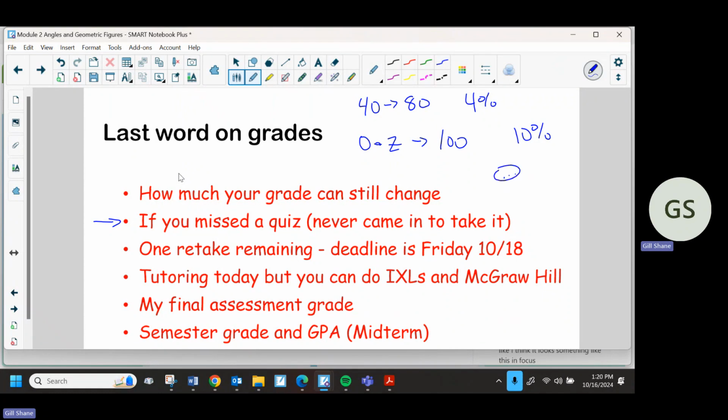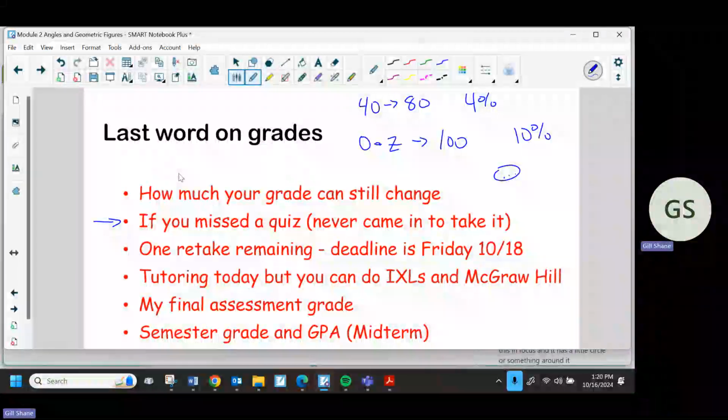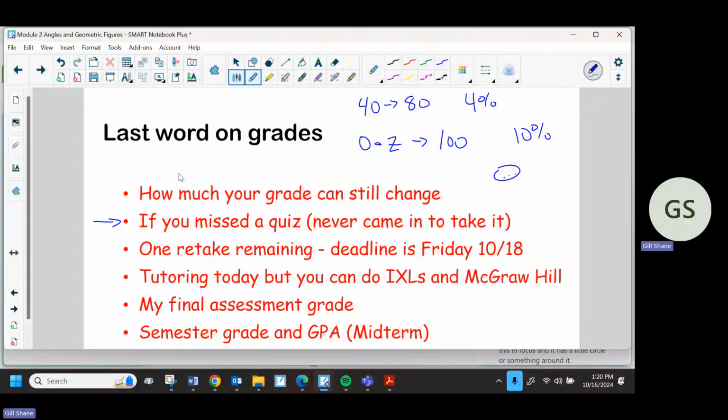It has a little circle or something around it. You hover on that. That means you have a comment from me. Sometimes they're exclamation points, which actually can help you a little bit. I'm not going to worry about talking about those. That's just something for me.